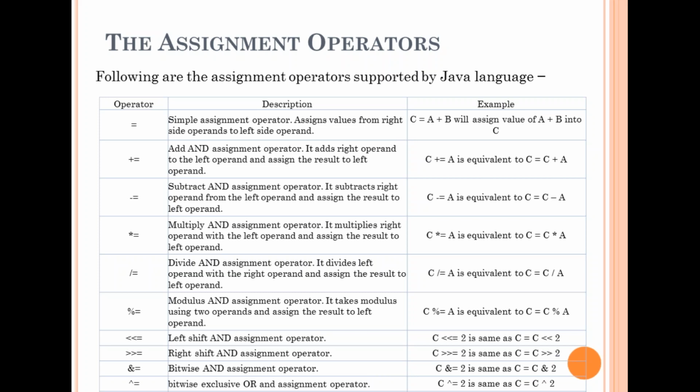Bitwise and assignment operator. C and equal to 2 is the same as C equals C and 2. Bitwise exclusive OR and bitwise inclusive OR operators, which are equal to C equals C bitwise exclusive OR 2 and C equals C bitwise inclusive OR 2.